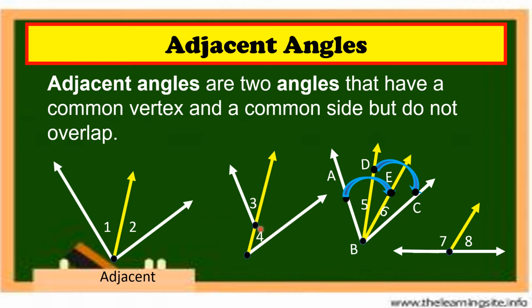We have angle 3 and angle 4. Angle 3 and angle 4 do not have a common vertex. Therefore, angle 3 and angle 4 are not adjacent.